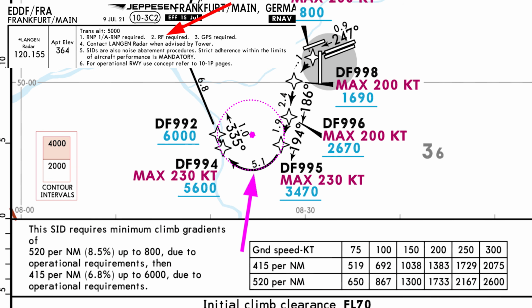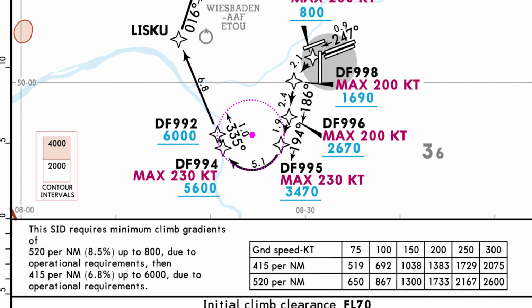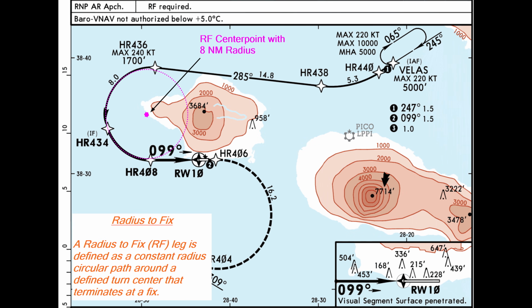So you can imagine an RF, so radius to fix segment, part of a circle which has a center point somewhere and a certain radius. So as mentioned before, you can find these on a departure chart and of course on an arrival chart. Here you can see a RNP approach, RNP Yankee runway 10 in Horta. And again, you have a radius to fix segment. Also in the text, you will find a comment saying that radius to fix RF is required.